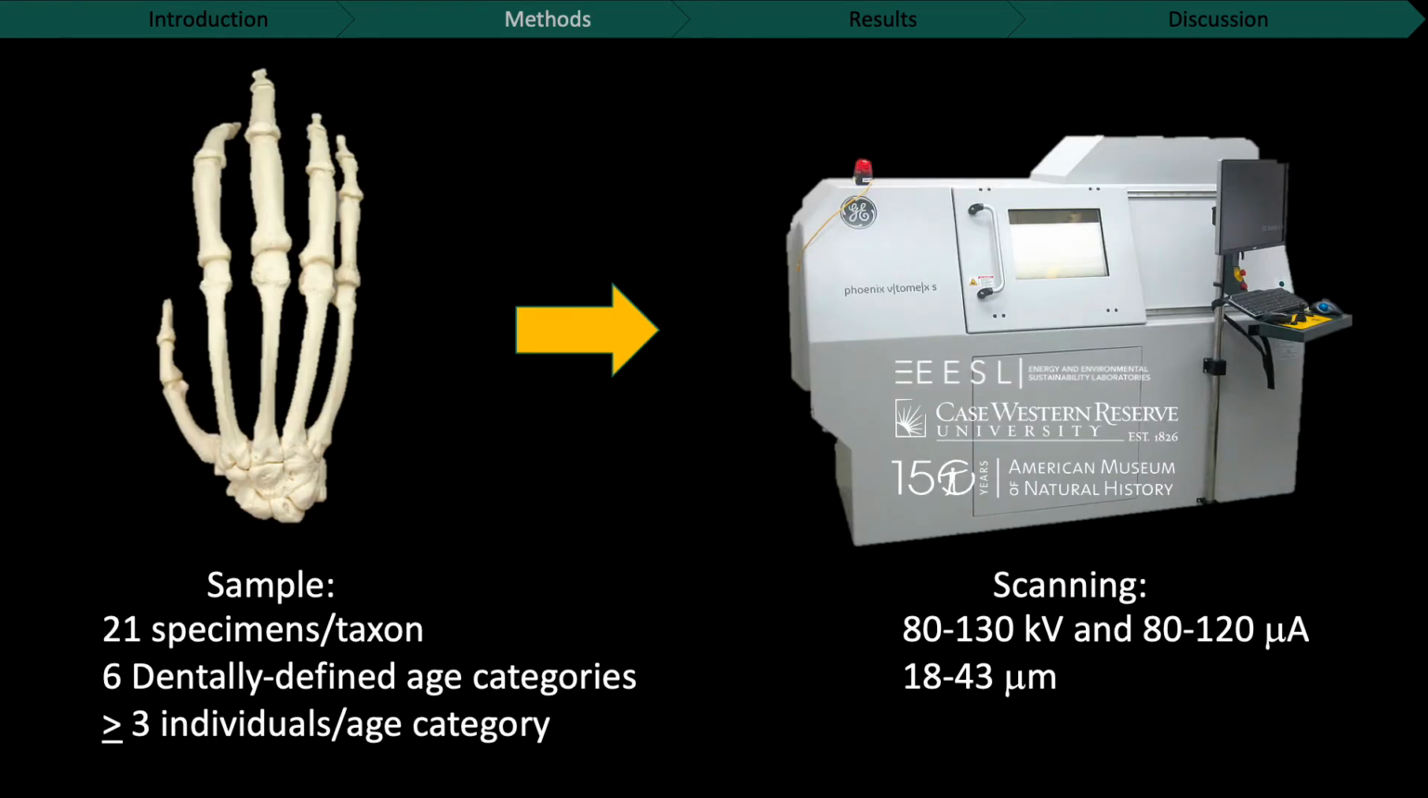The study sample consisted of 21 individuals per taxon categorized by dental development, and I collected shape data from micro-CT scans using the following micro-CT settings.